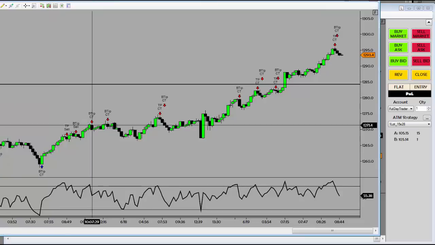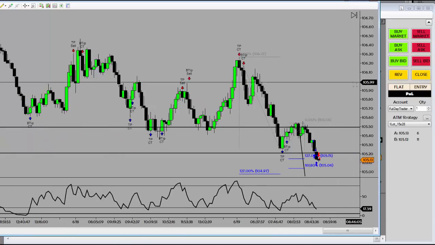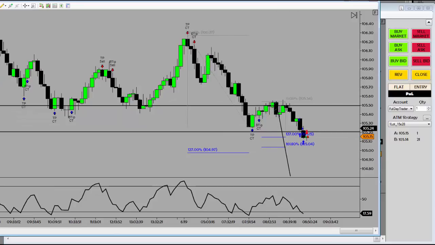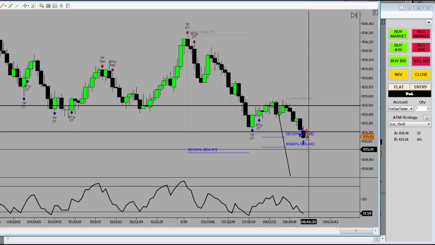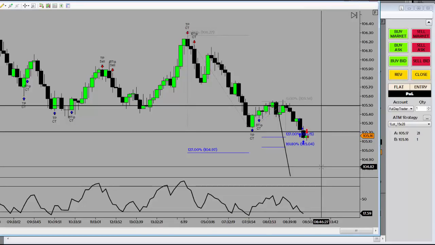Now, we've broken structure support, so let's go gain some perspective over here. So there's our new structure low. Okay, so we were looking at the retest of the 525 handle. We're at 100% ATR for the session, and now we've made lower lows with lower close. So I'm going to be cautious on any sell signals here because of the size of the move that we've had so far since the open.